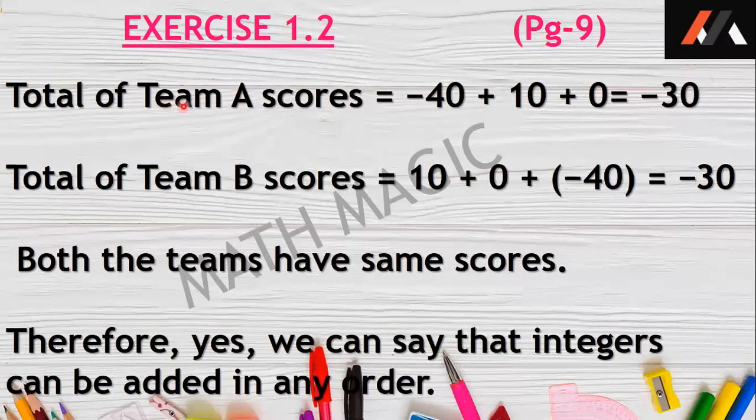Now that means Team A and Team B, both of them scored the same amount of marks. Therefore, we can say that integers can be added in any order.